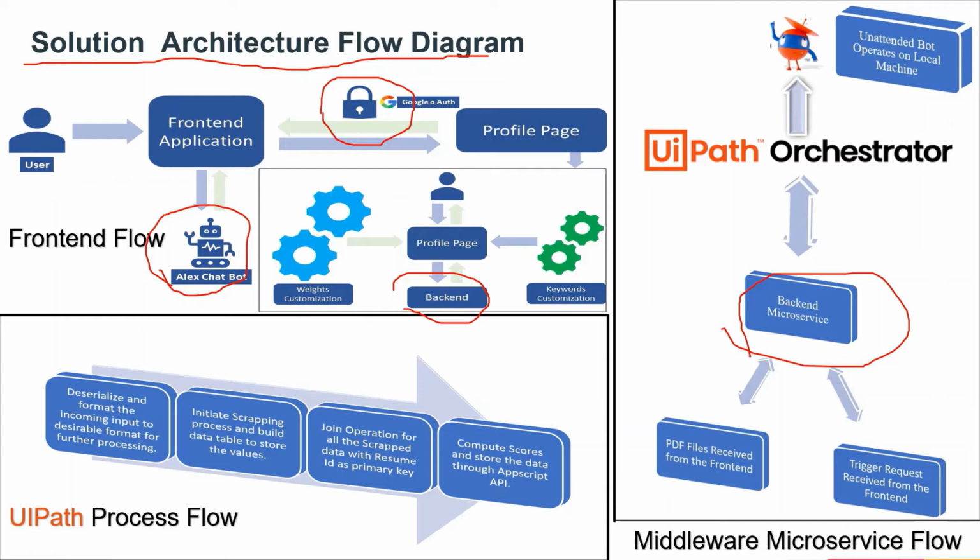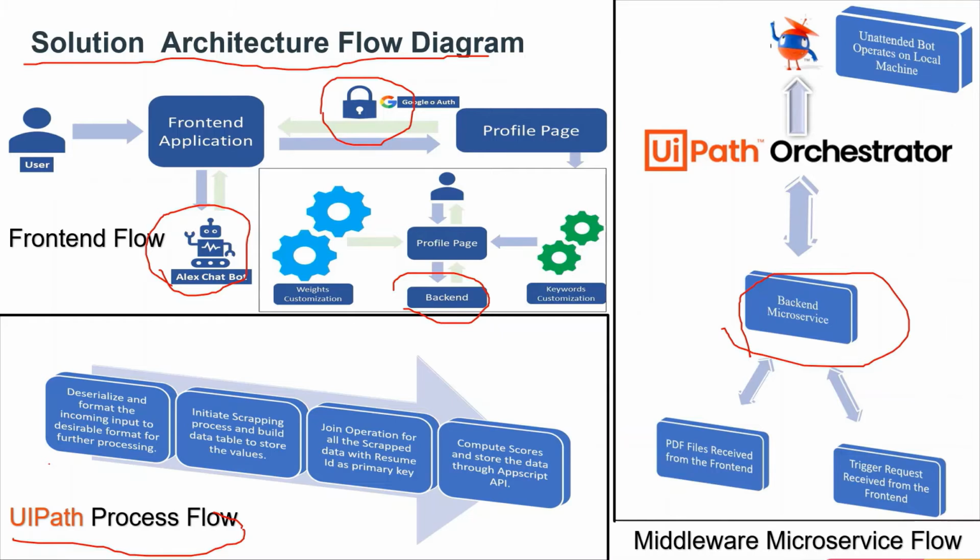So it prepares that data, processes it, and once that process is done, it sends the data back to the orchestrator API, from where the orchestrator API takes the data in the form of JSON arguments, and then runs the unattended bot with those arguments. They are decoded to their respective values, and then the process starts. If you see the process flow of the orchestrator API, it deserializes the data and structures it accordingly, then initiates the scraping process and builds the data table to store these values.